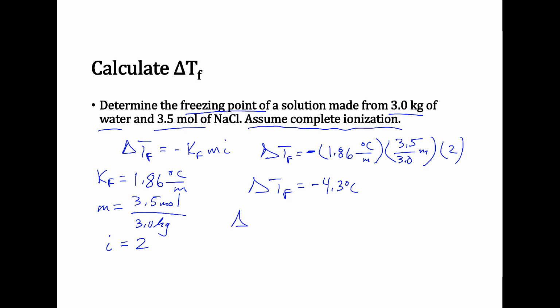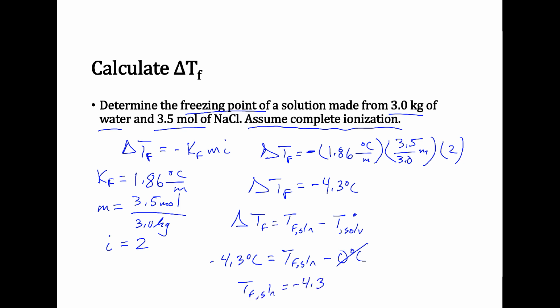Now recall that delta T sub F will be equal to the freezing point of our solution minus the freezing point of our pure solvent. So here, delta T sub F is negative 4.3 degrees Celsius. We're looking for the freezing point of our solution, and the freezing point of pure water is 0 degrees Celsius. Well, if you add 0 to both sides, what we'll end up finding is the freezing point of our solution is equal to negative 4.3 degrees Celsius.